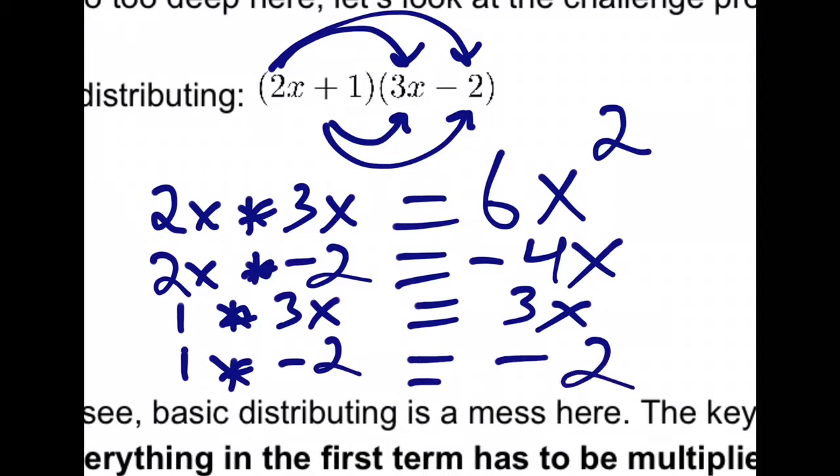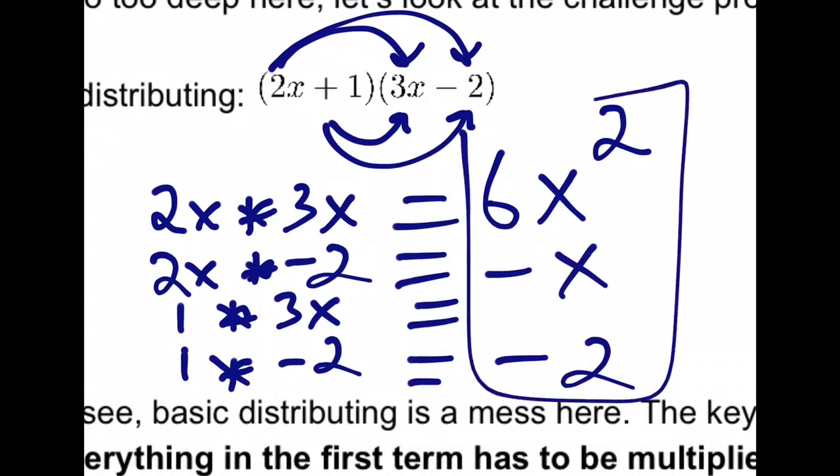I can combine some like terms here, negative 4 and 3, and this gives me a negative x. My final answer, 6x squared minus x minus 2. Let's review how to multiply together two variables.